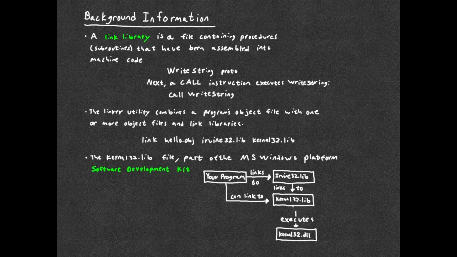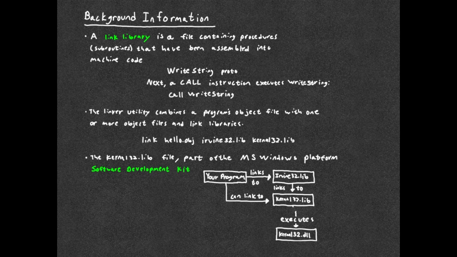A link library is a file containing procedures or subroutines that has been assembled into machine code. A link library begins as one or more source files which are assembled into object files. The object files are inserted into a specially formatted file recognized by the linker utility.